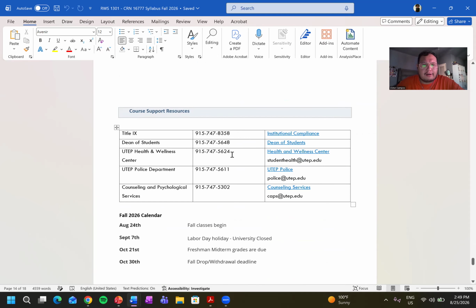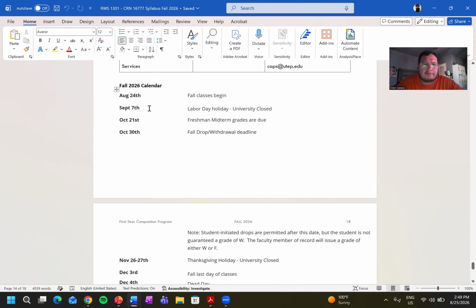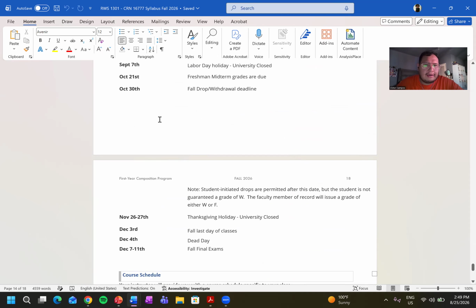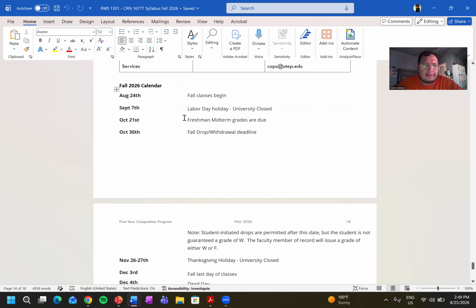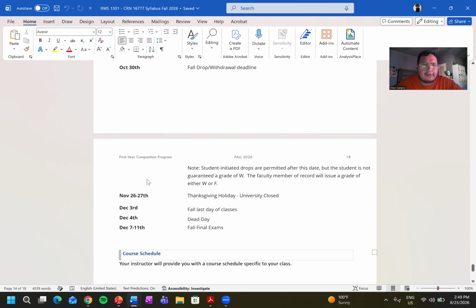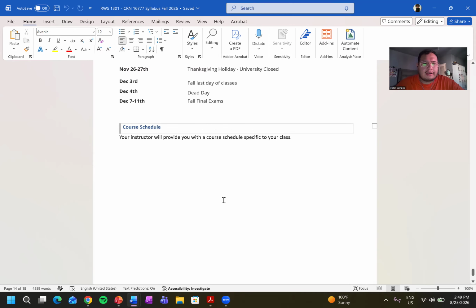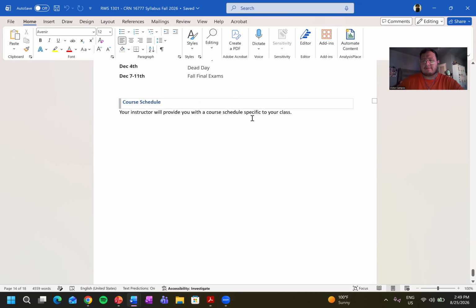These are important numbers that you should always keep, and this is the fall 2026 calendar. On September 7th, there's no classes. Also on November 26th and 27th, that's for Thanksgiving. And again, there is no calendar here for the semester because we do it 1 week at a time. So yeah, that's the syllabus.